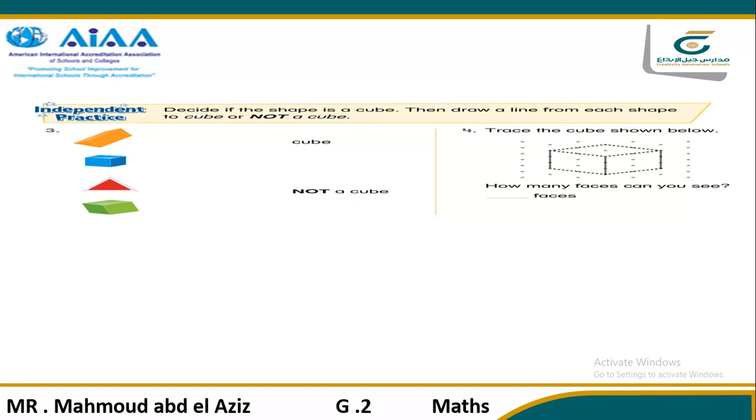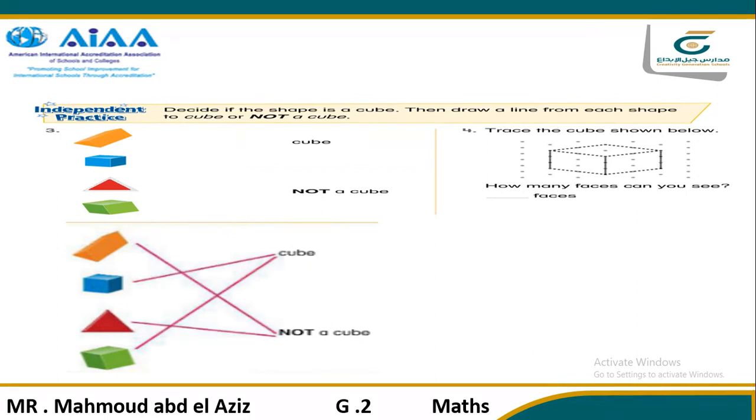What about the second one? Excellent, it's a cube. What about the third? It's a triangle, so it's not a cube. What about the fourth one? Excellent. The fourth one is a cube. So we have here 2 shapes that are cubes and another 2 shapes that are not cubes.